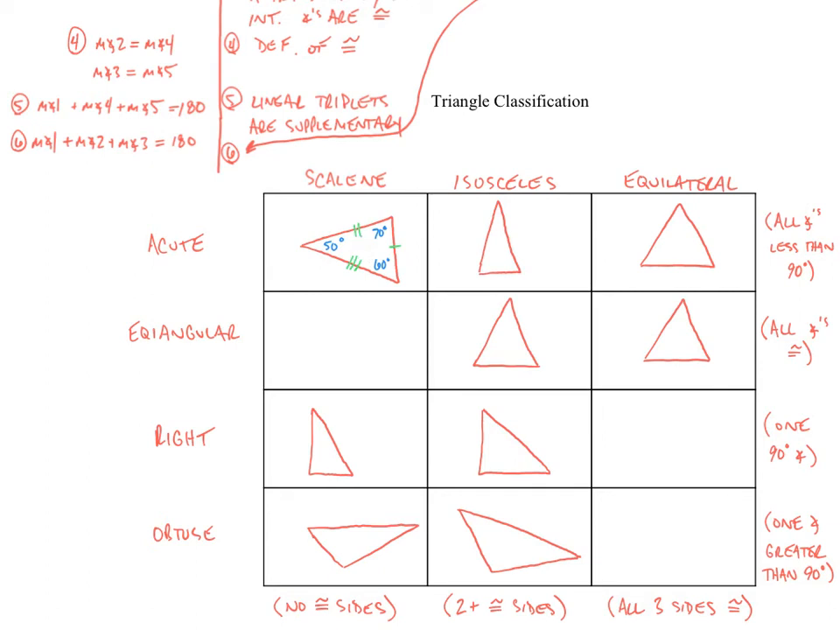Now, if we take a look at the triangle to the right, which would be the isosceles acute triangle, it still has all angles less than 90 degrees, but now I'm going to indicate that 2 of my sides have the same length.